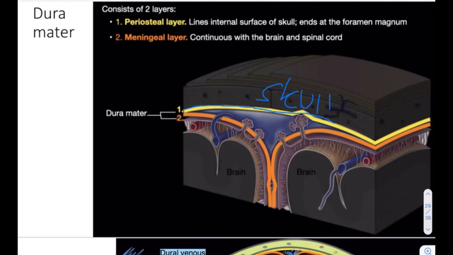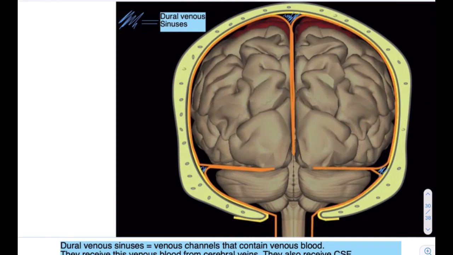The periosteal layer is only within the cranium. It ends at something called the foramen magnum. And we'll make it clear here. So over here, the yellow, which lines the skull, is the periosteal layer. And it ends right here and right here at this hole called the foramen magnum. This is where the spinal cord exits the skull. This is called the foramen magnum.